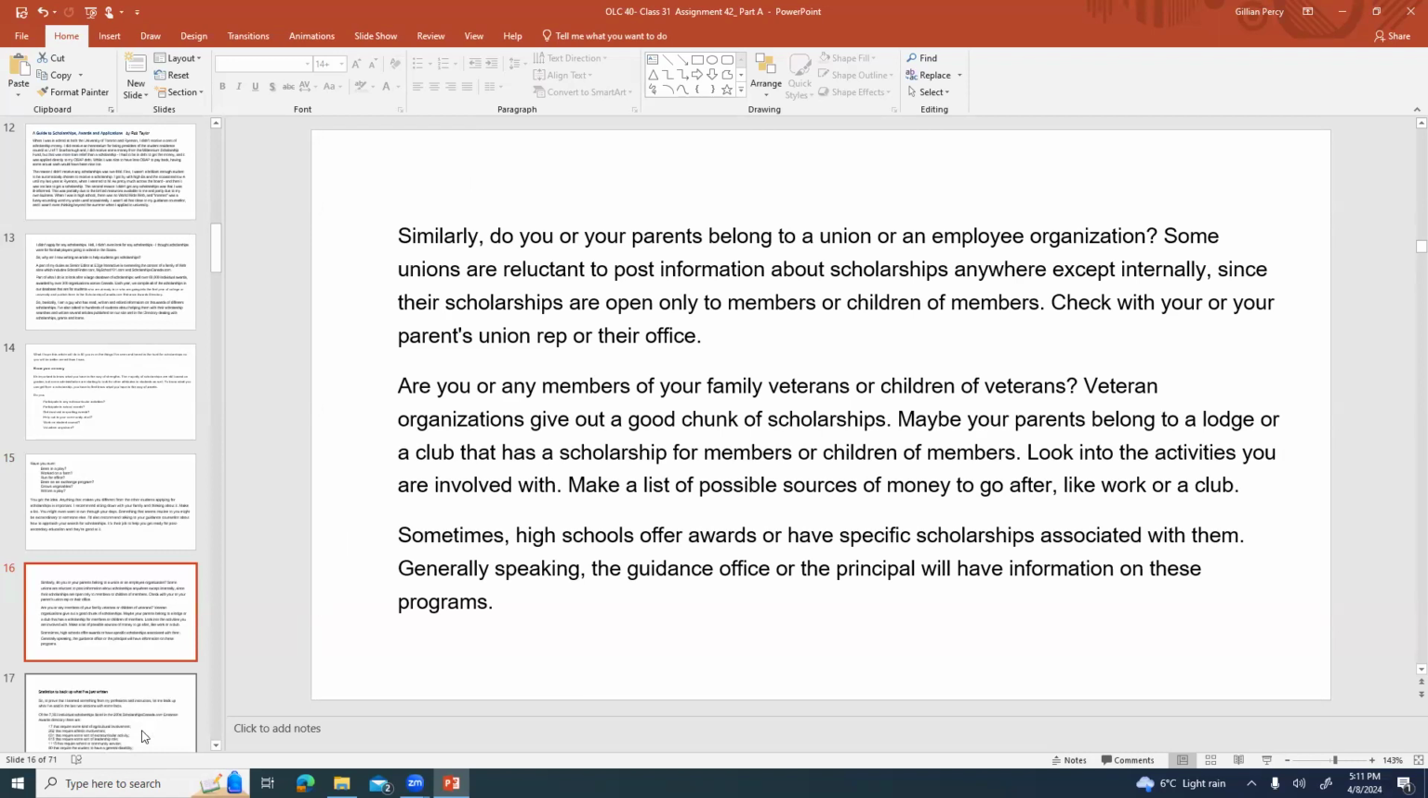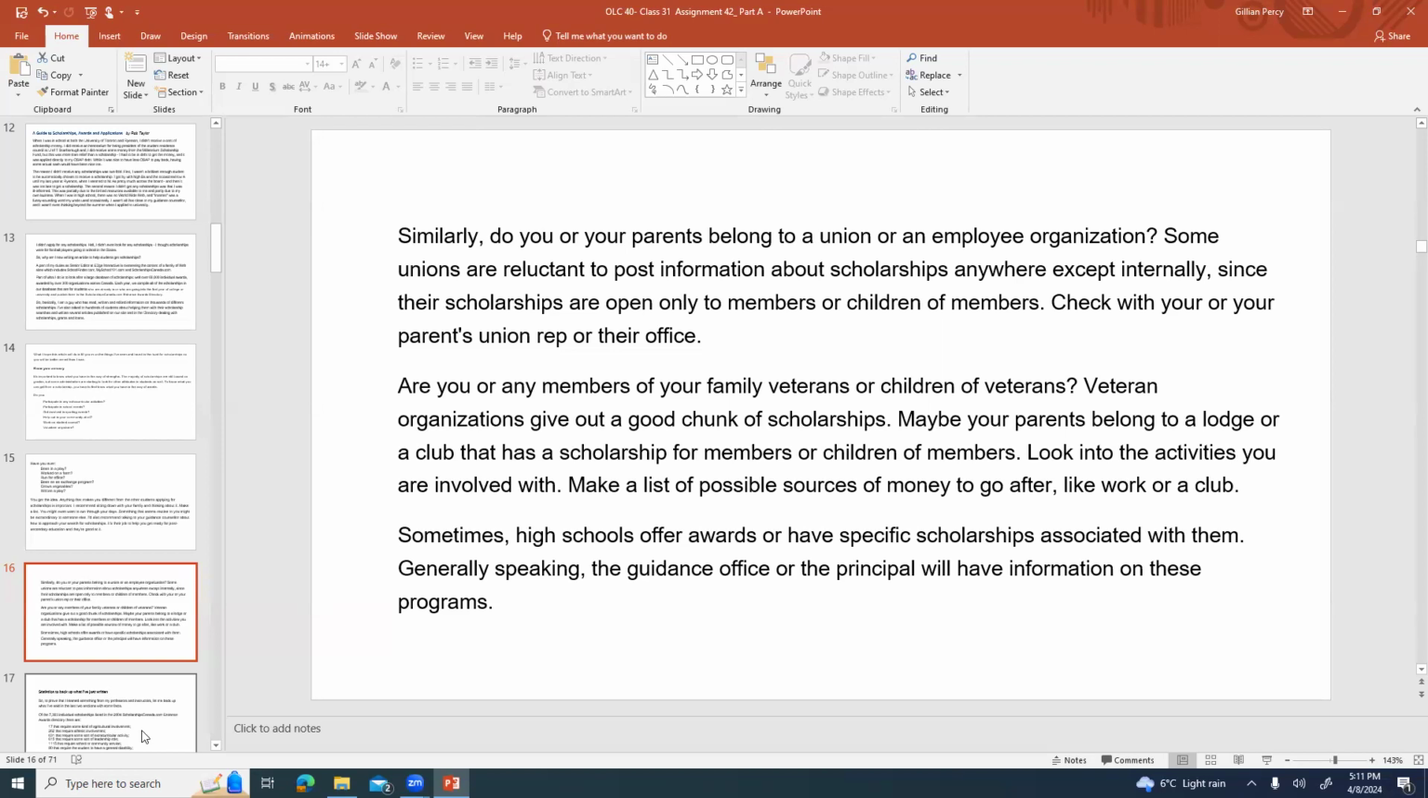Similarly, do you or your parents belong to a union or an employee organization? Some unions are reluctant to post information about scholarships anywhere except internally, in other words, inside their own business, since their scholarships are open only to members or children of members. Check with your or your parents' union rep or their office. Are you or any members of your family veterans, in other words, have you served in the military, or are you children of veterans? Veteran organizations give out a good chunk of scholarships. Maybe your parents belong to a lodge or a club that has a scholarship for members or children of members.